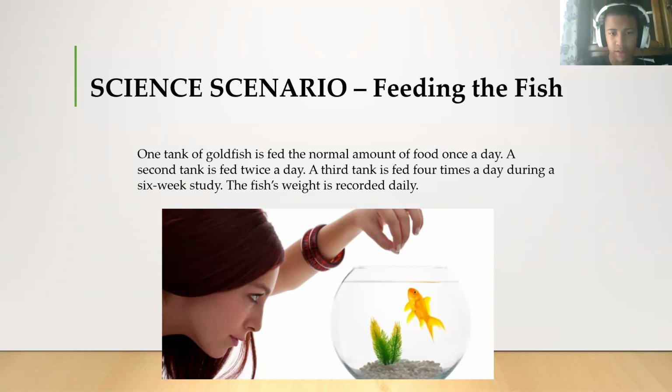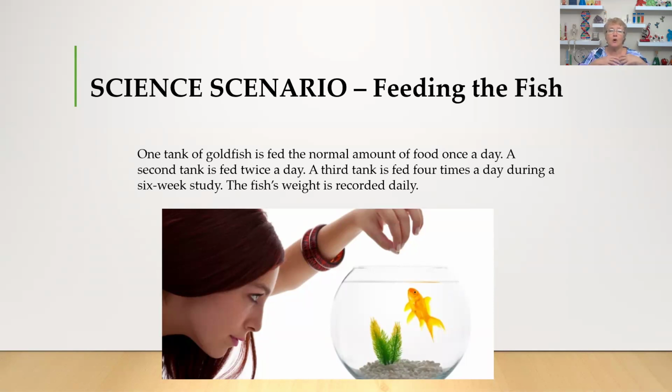The amount of food that each tank is given. Yes, the amount of food. What is the dependent variable? The fish's weight? Yep, the fish's weight. The dependent variable is what you measure. She's weighing those fish every day, recording their weight. So the fish's weight would be the dependent variable.